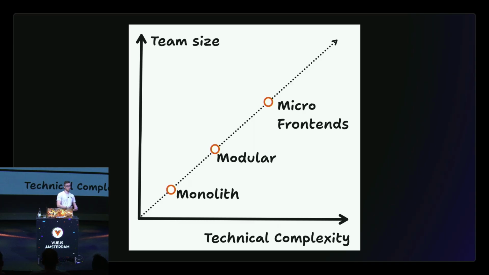If the team grows to 10 people, we might consider going modular. I will show you in a second how this approach works. And if the team is made up of, I don't know, 30 people, we probably will go for micro frontends. But the thing is, going right, we have the bigger team size, but also bigger technical complexity.